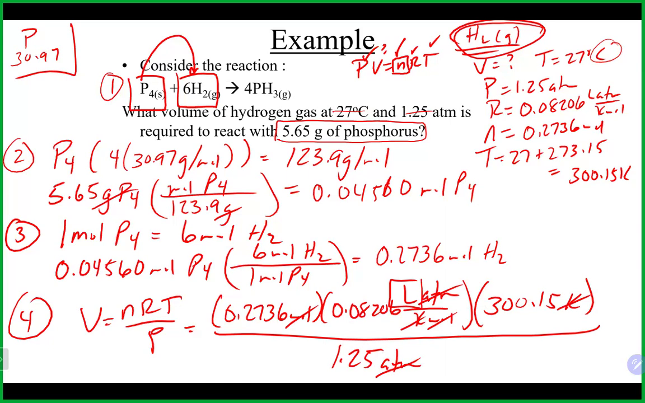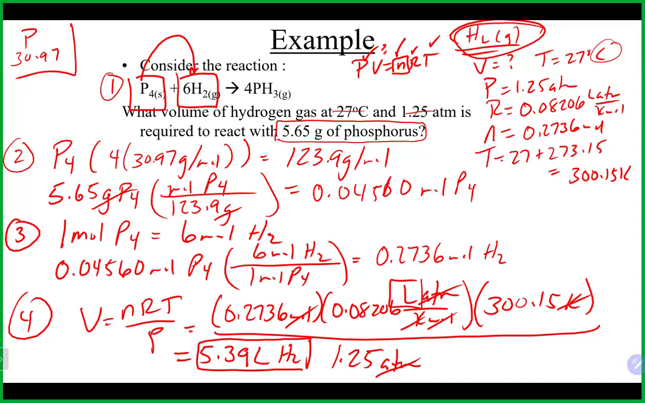So we'll take our moles, times it by 0.08206, times it by 300.15, and divided by 1.25. Looks like 5.39 liters of hydrogen in this case. Any questions on those steps?